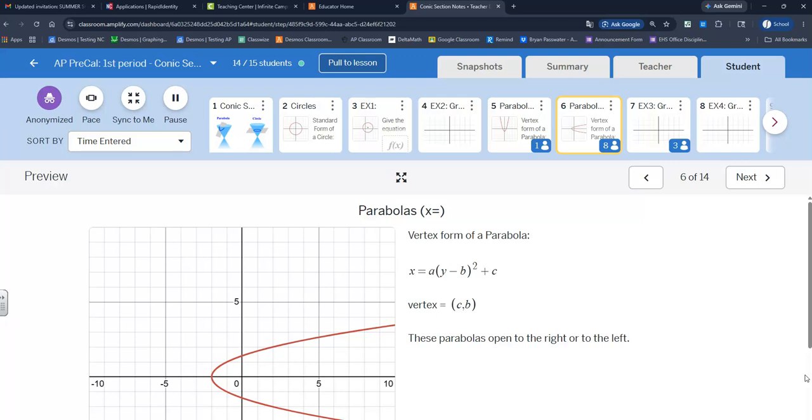Okay, so once you get done copying that down, your next two slides are going to ask you to graph specific types of parabolas. So go try those problems.